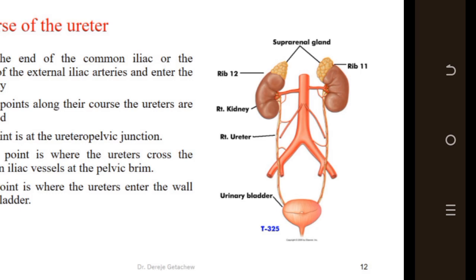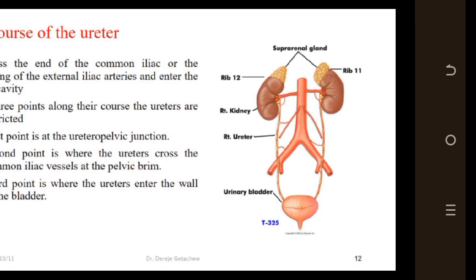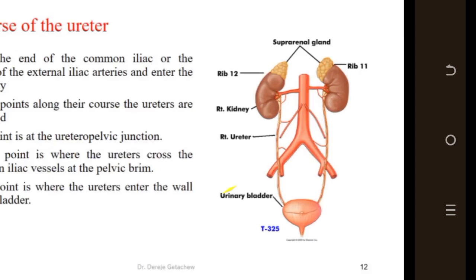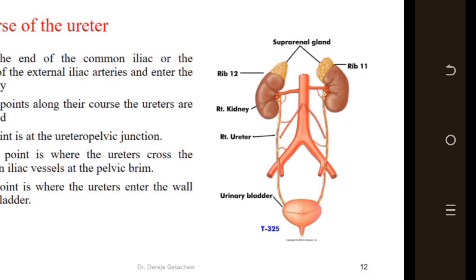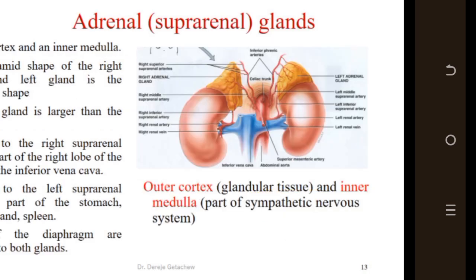At 3 points along the course, the ureters are constricted. So these are potential sites of obstruction. The first point is at the uretero-pelvic junction, where it leaves from the kidney. And the second point is where the ureters cross these common iliac vessels at the pelvic brim. The third point is where the ureters enter the wall of the bladder, because they enter through these detrusor muscles that form the wall of the bladder.